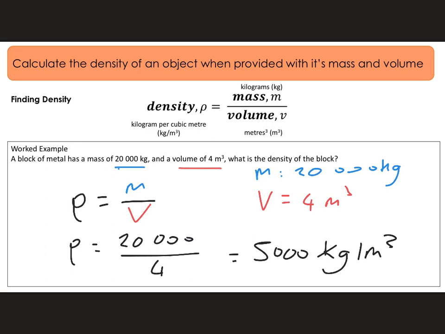So now I'll run through and show you where you get the marks for this question. The first mark is for substituting the numbers in, so having that density is equal to 20,000 over 4 is 1 mark. You get the next mark for getting the correct answer, which is 5,000. And your final mark is for the correct units, which is kilograms per meter cubed. Can you please mark your work now?